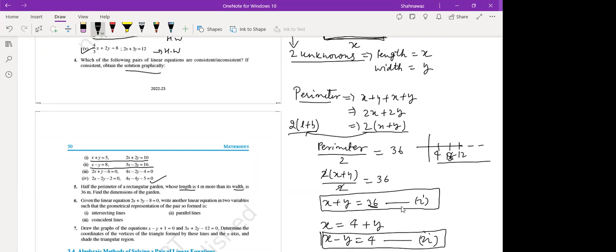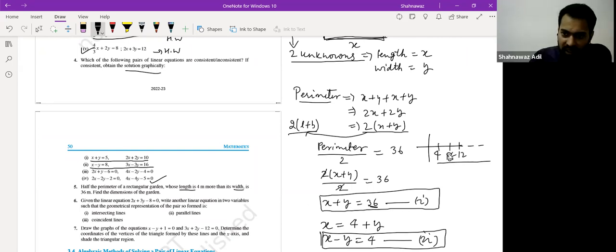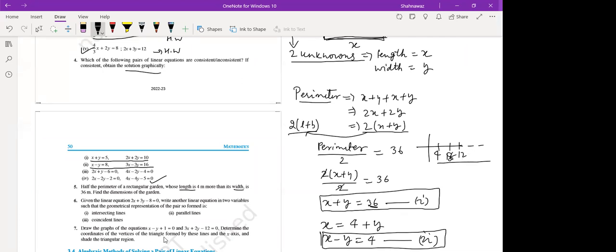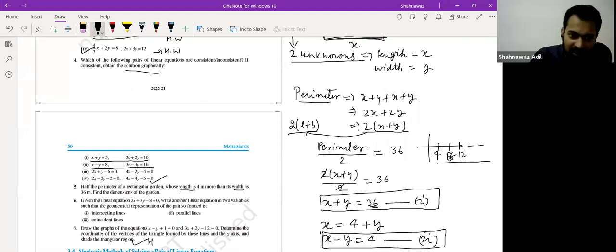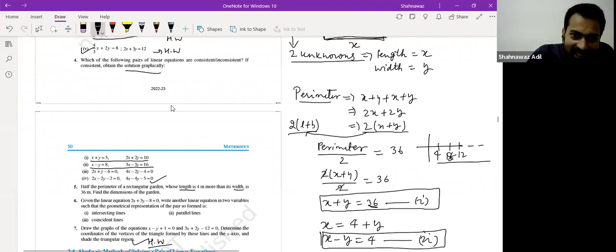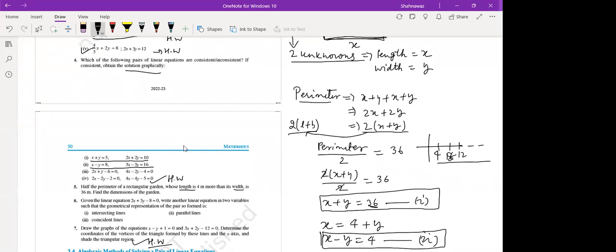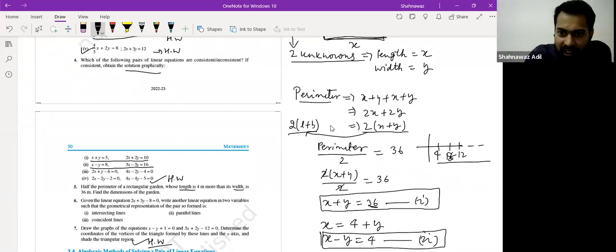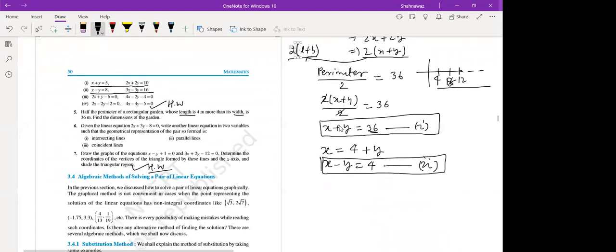Or should I solve this graphically? Okay, so let me do this one graphically and you do this one, okay? So this again is homework. Another one. So how many? 1, 2, 3, or 4? Yes, 4 questions. Please practice, because if you practice, that will make it more clear.